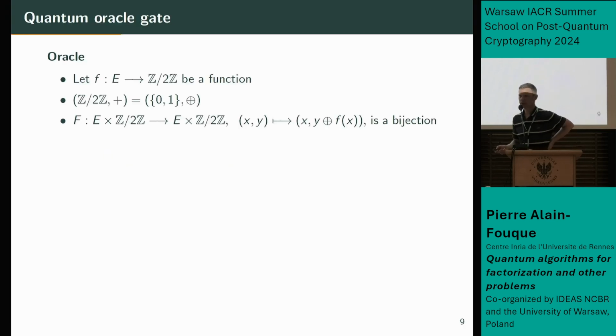Okay. So let's move on to some more precise quantum circuits. And let me just explain what is called an oracle gate. That is, in fact, some gate that implements any kind of function. However, as Giulio mentioned, we cannot have such a gate directly because it's not reversible. And so we have to do something to transform the function into a bijection.